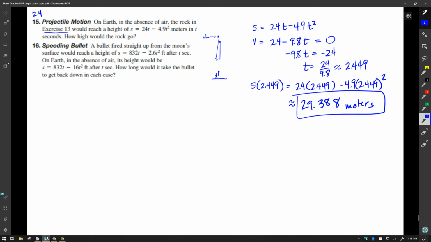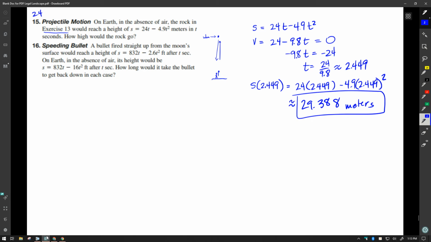A bullet fired straight up from the moon's surface would reach a height of s equals 832t minus 2.6t squared feet after t seconds. On Earth, in the absence of air, its height would reach a position of s equals 832t minus 16t squared feet after t seconds. How long would it take the bullet to get back to the ground in each case?